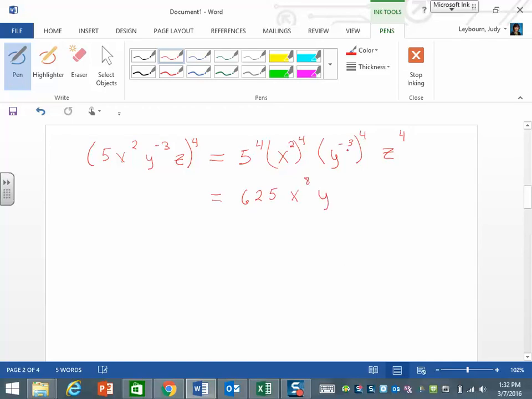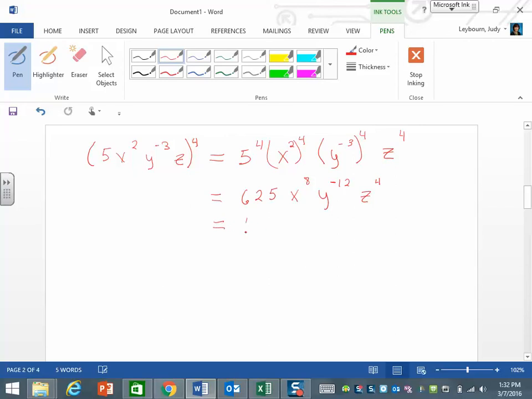y to the -3rd raised to the 4th. I multiply my exponents, which would be -12, and z to the 4th. And again, we're going to want to write our answers always so we have positive exponents.